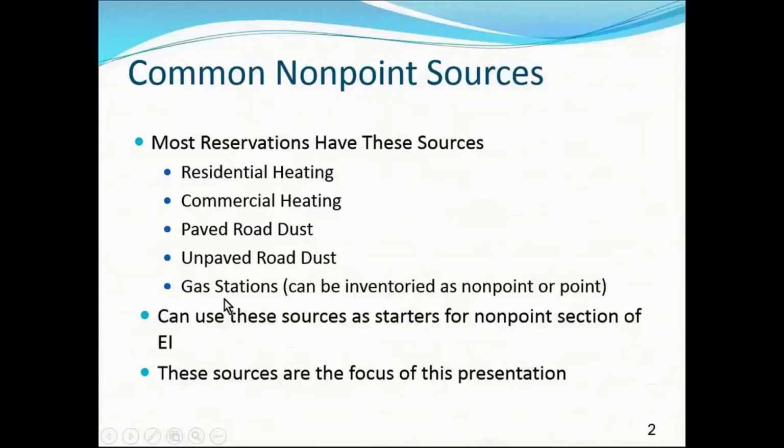And gas stations. And gas stations can be inventoried as non-point or point sources, especially if you've got two gas stations. It may be easier just to inventory them as non-point sources. Remember, there's a lot more information that's required for point sources in TEISS because, of course, that's what EPA needs in the National Emissions Inventory Database than for non-point sources.